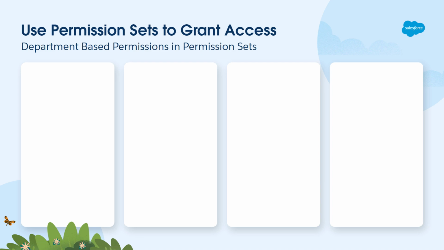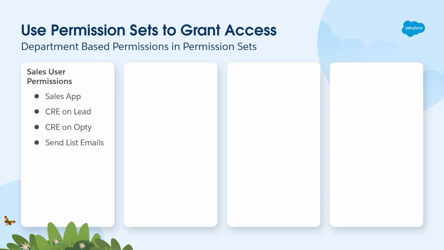But let's talk about department now. So this could be, again, like a persona as well. So what about sales users? So you could have a permission set that, one, grants them access to the sales app. So remember that controls a lot of the pages as well. It's got CRE on lead, because they need to be able to create and edit as well as read that they got from the universal. The same for opportunity. They need to be able to send list emails, and that's all sales users.